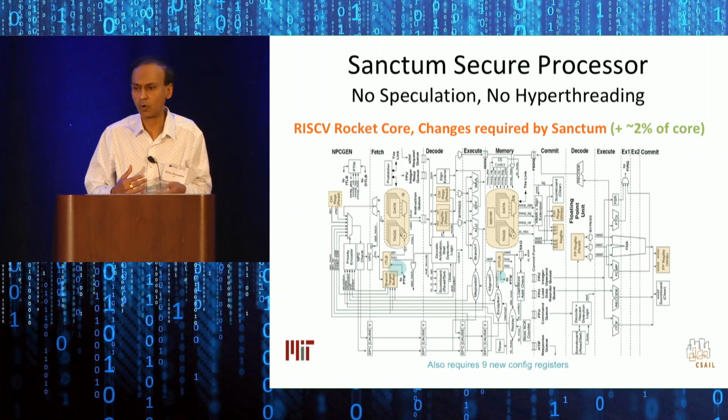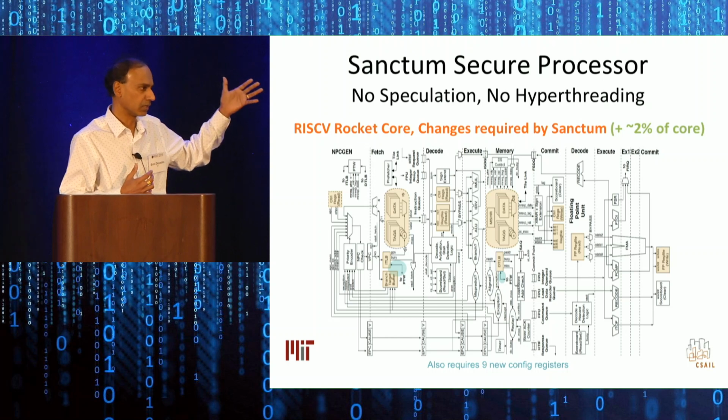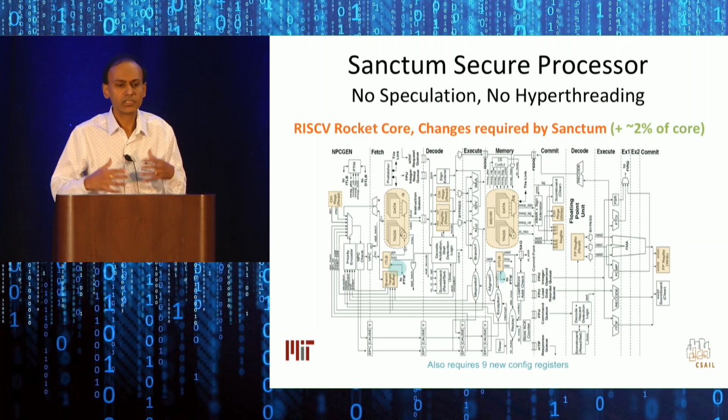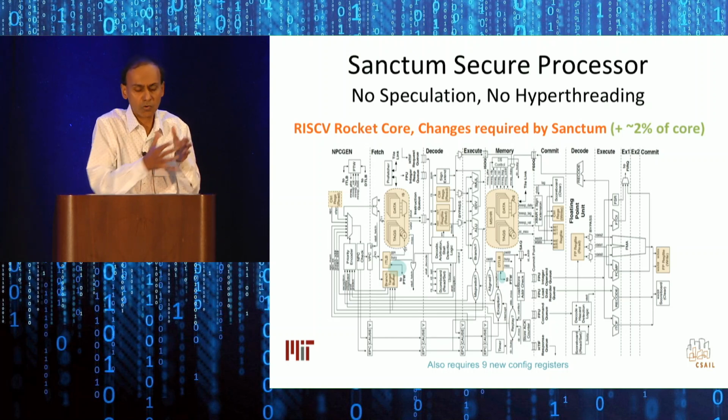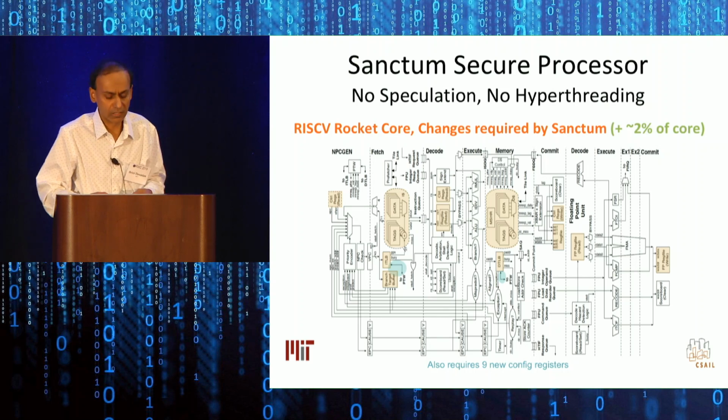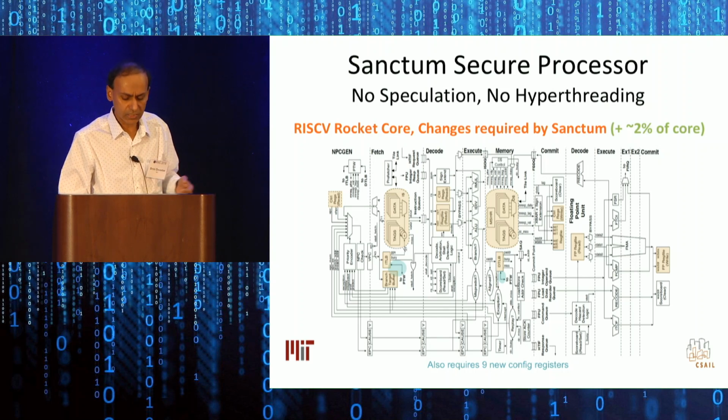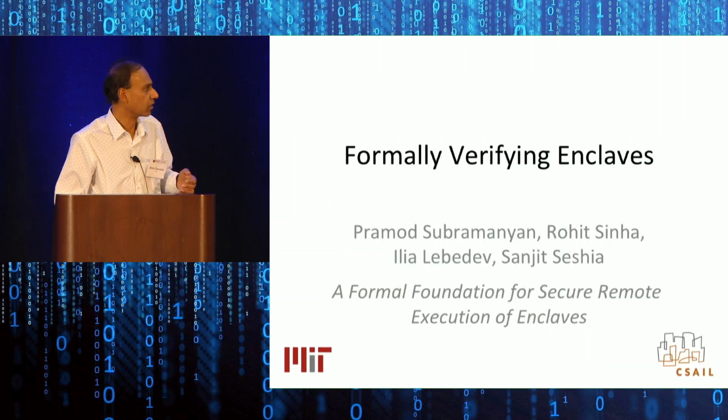Those correspond to the dual mode page tables. And so the whole thing was about 2% different in terms of area. So you can see that this is not a dramatic change to go from a process abstraction to an enclave abstraction. All right, so this is really what we did a couple of years ago.